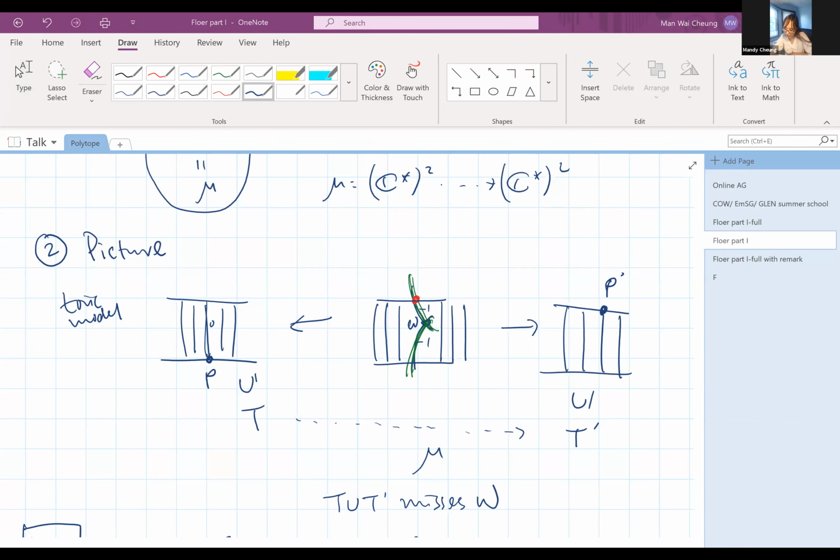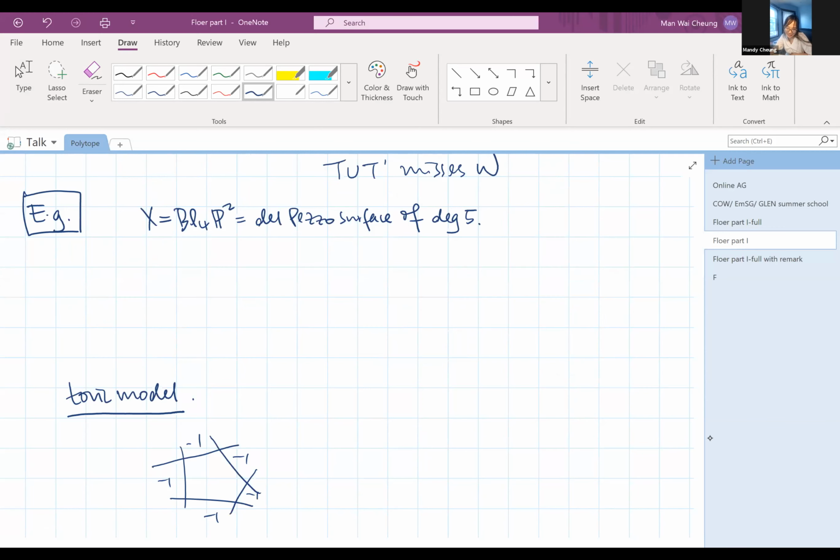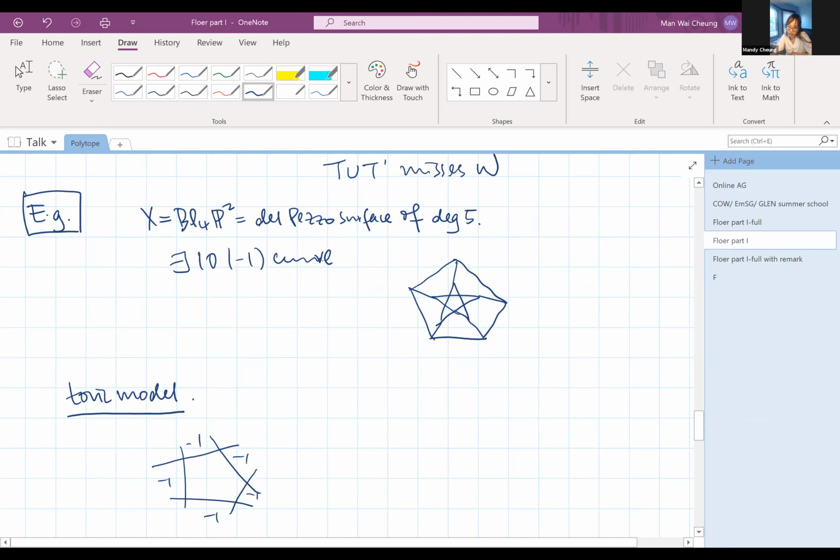And then the next example, this is an illustration. The example, as Julia said, the very first example everyone will do is DP5, the blow-up of P2 at 4 points, and then the X is 10 -1 curves, which you can read in Dolgachev or the classical algebraic geometry book. They have a dual graph that is dictated by this Petersen graph, because the vertex will be the curve, and the edge means they have an intersection.